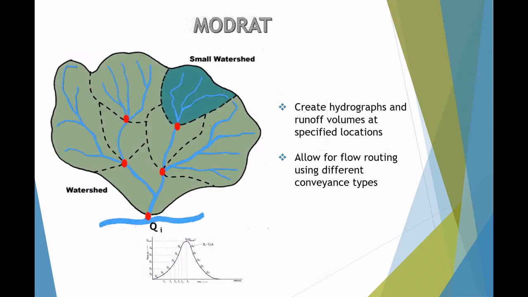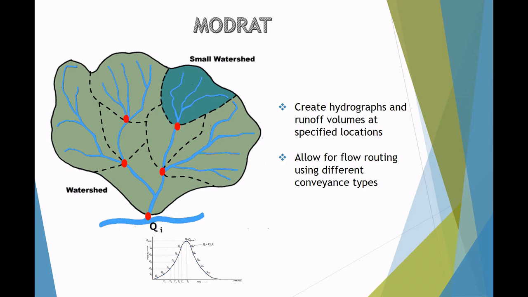So in conclusion, MARRAT is an extension of the traditional rational method. It takes into account the changes in rainfall intensities and runoff coefficient to produce a hydrograph. And then this hydrograph allows us to calculate the runoff volume. Also, another advantage of the MARRAT is it allows for flow routings at every contributing drainage area from upstream to downstream using different conveyance types.